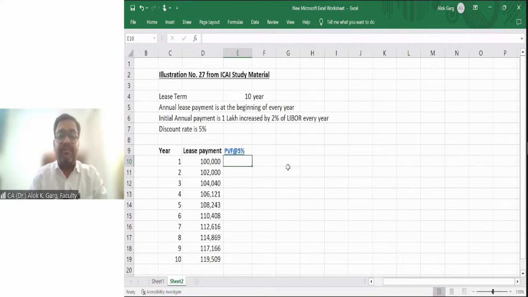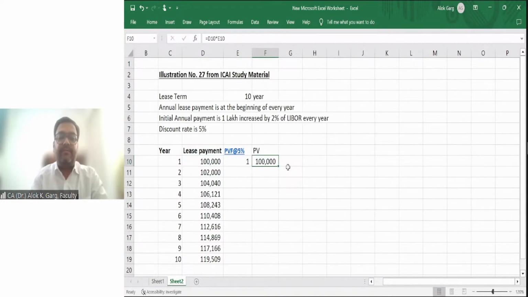For the first year, what is the present value factor? The payment is at the beginning of the first year, so the present value factor for the first year is one only. What is the present value? This multiplied by the present value factor.